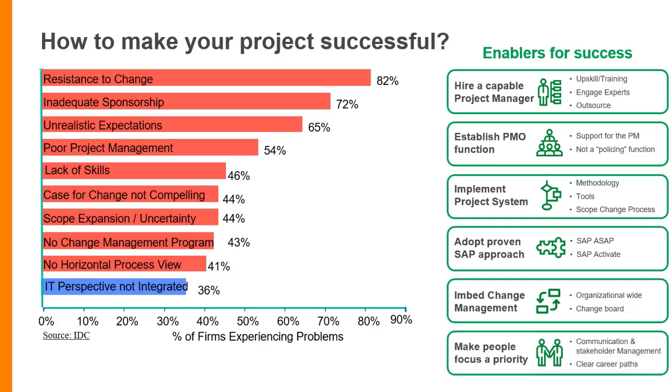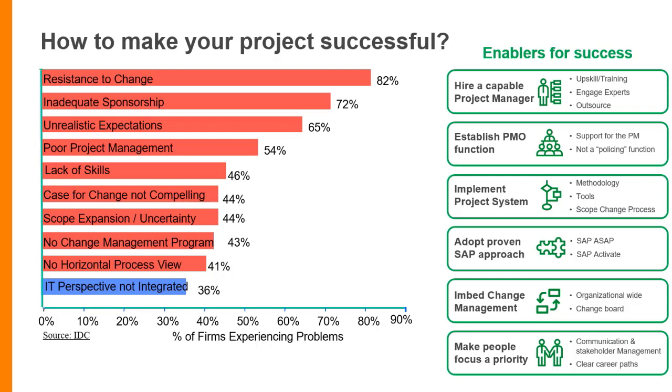And finally, we need to make people focus a priority. This is extremely important. We need to make sure that communication and stakeholder management is top of its class, and we need to have clear career paths for every single member on the project. We need to make people focus a priority. So these are the 6 enablers that we have identified as enablers for success.